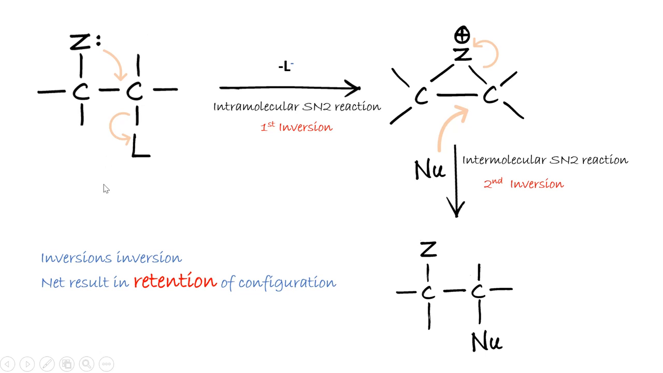So first it will be an R, and lastly it will also get R. So it is inversion, meaning the net result is retention of configuration. This is the important point about NGP reactions.